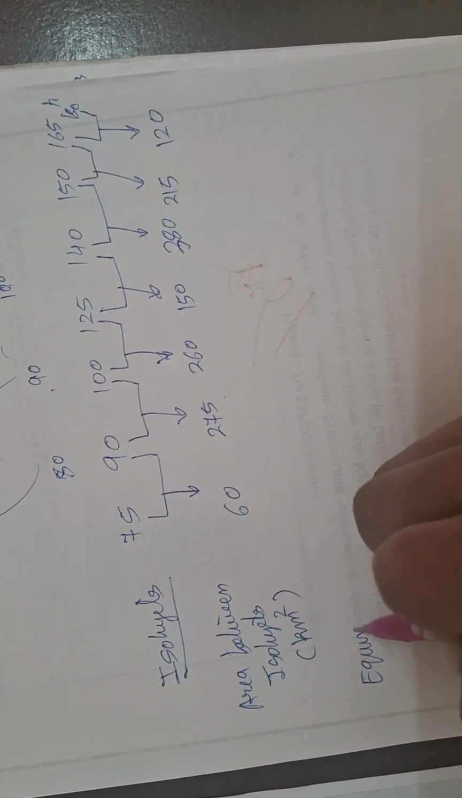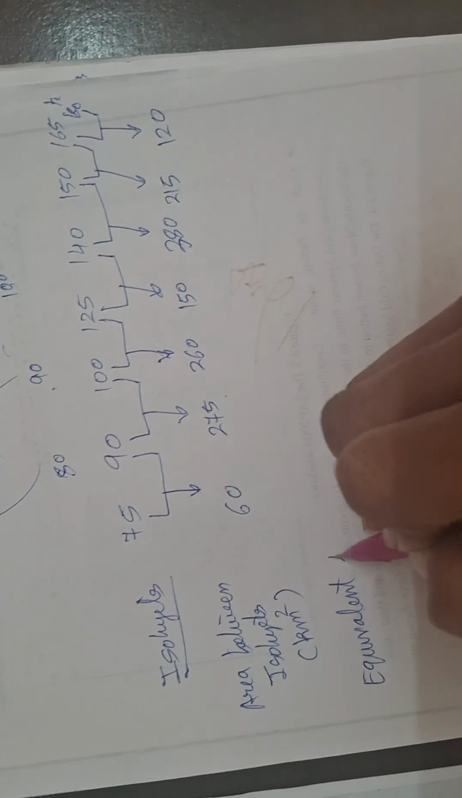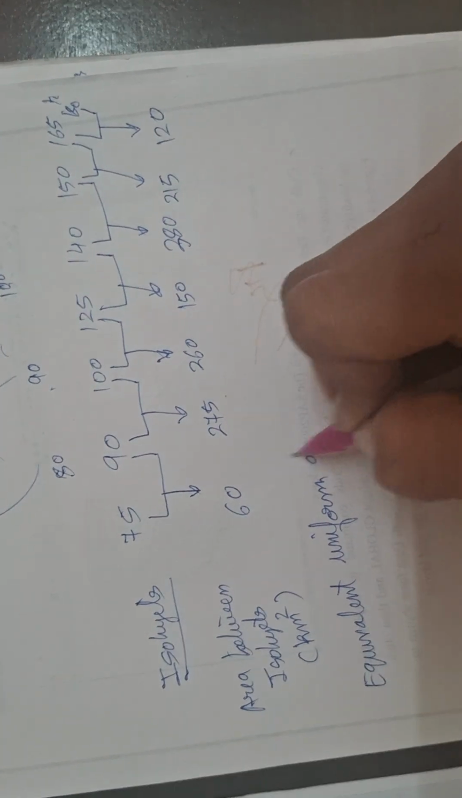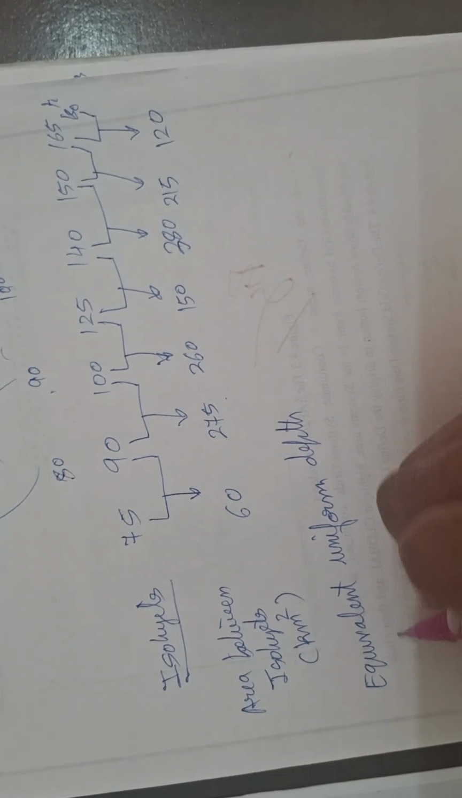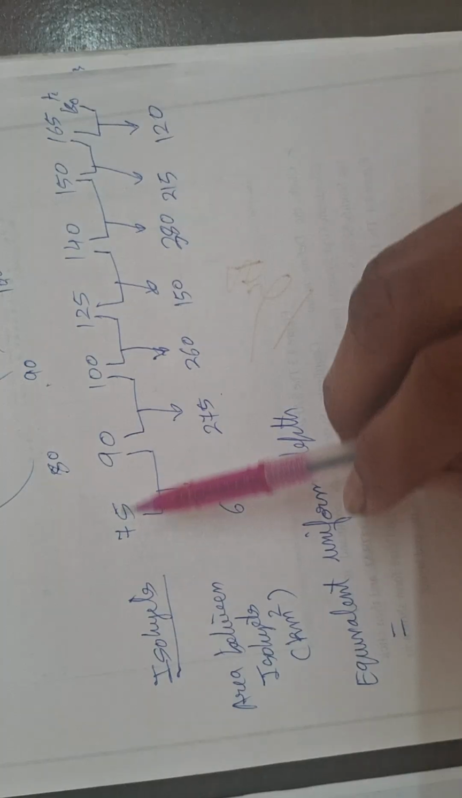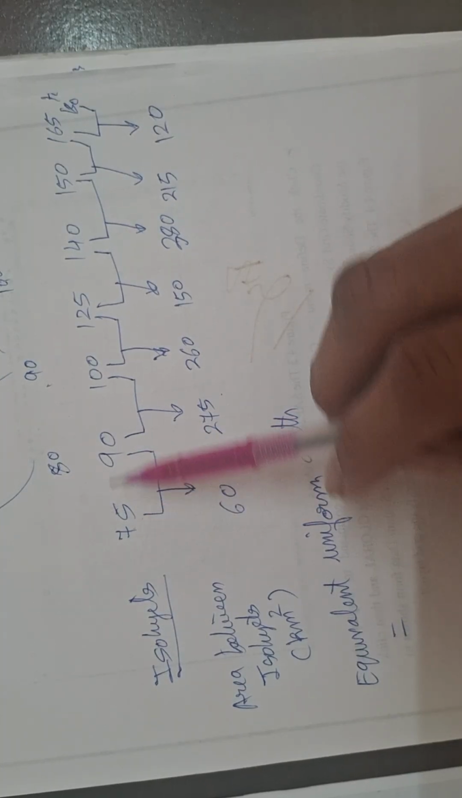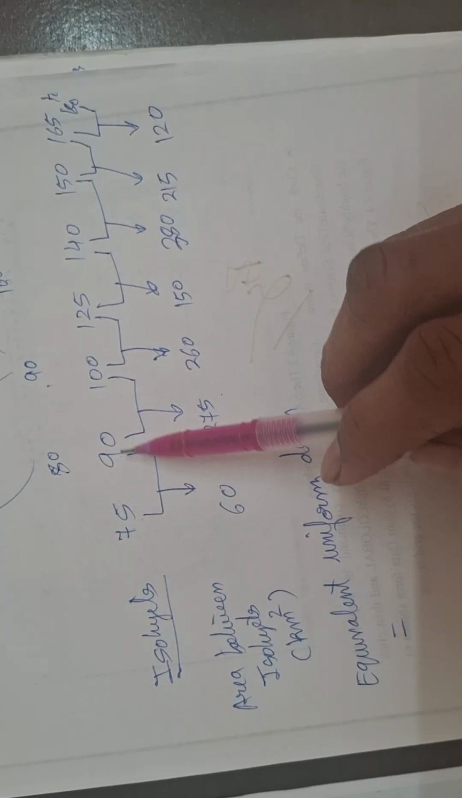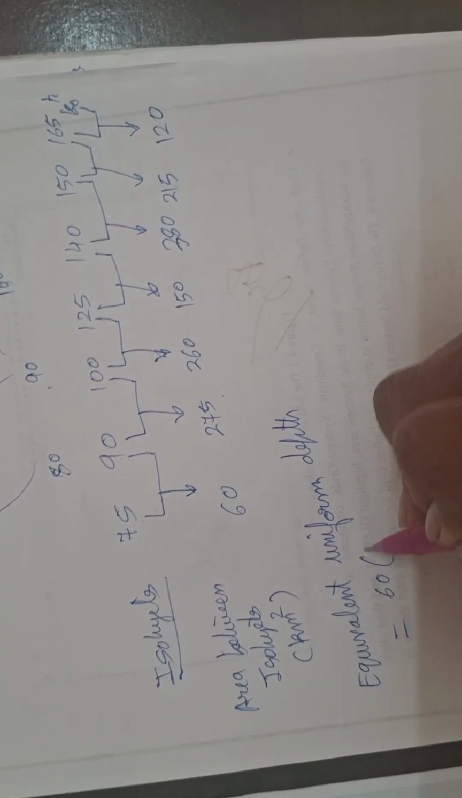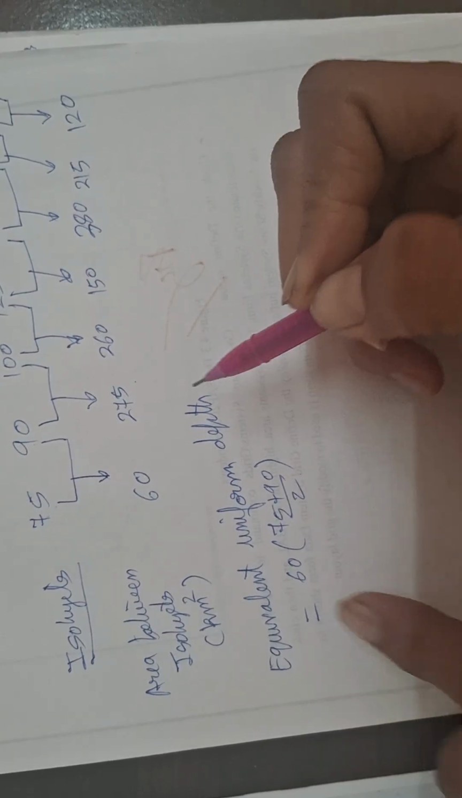equivalent uniform depth. How will we find it? Just take the average of these two isohyets, 75 and 90. So 75 plus 90 by 2, multiplied by 60. Just take the average, 75 plus 90 divided by 2 into 60.